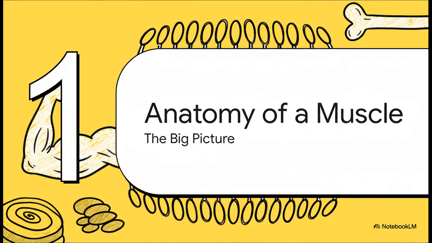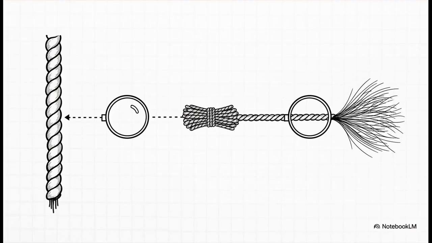So let's start our journey with the big picture. What does the basic anatomy of a muscle look like? And to make sense of all this, we're going to use a pretty simple analogy that's going to guide us through this whole thing. Just picture a whole muscle as one of those giant, thick ropes you see on a ship. Now, that big rope is actually made up of a bunch of smaller ropes, all bundled together. And each of those smaller ropes is made of thousands of individual, tiny threads.